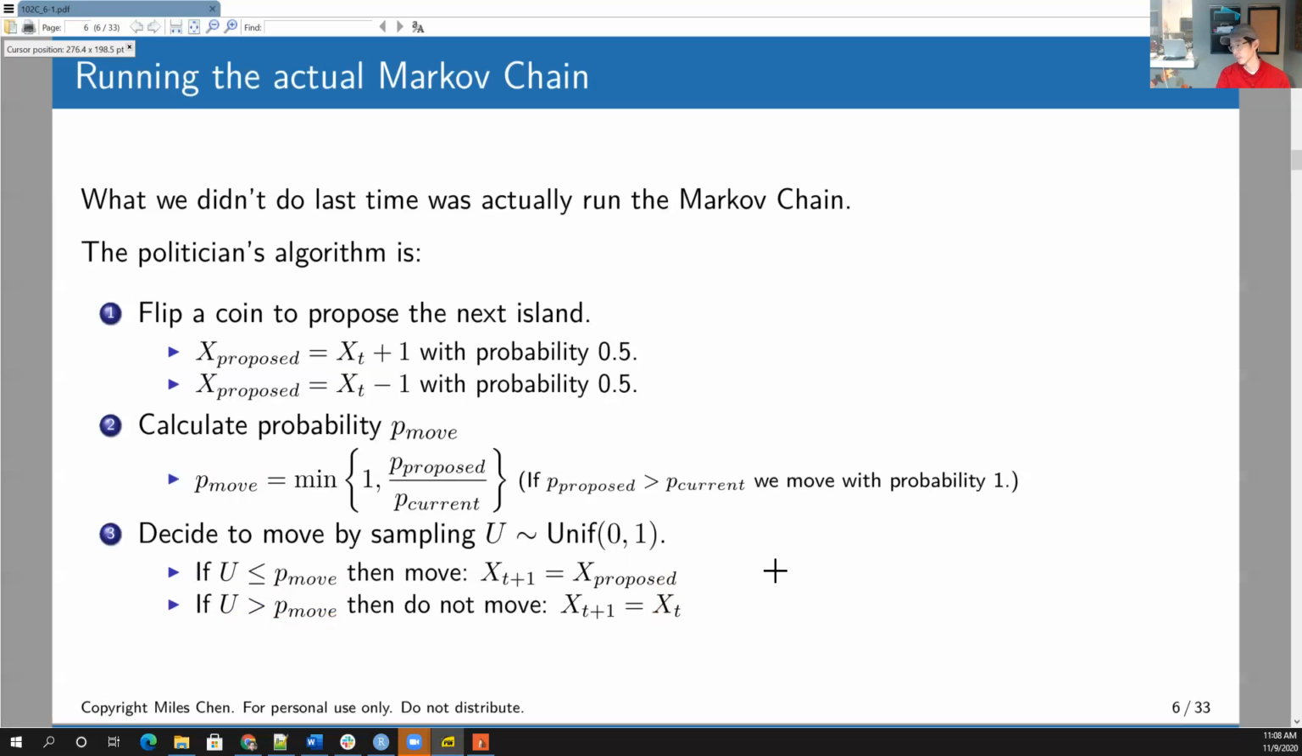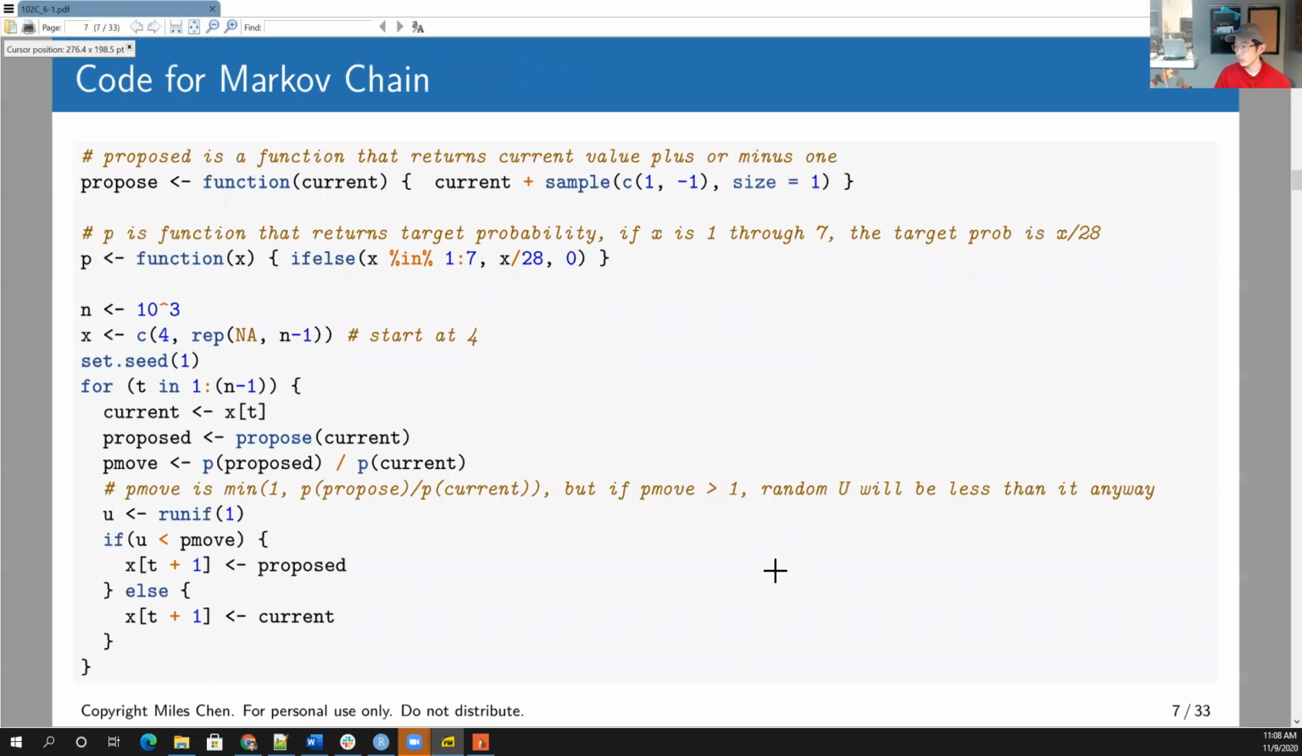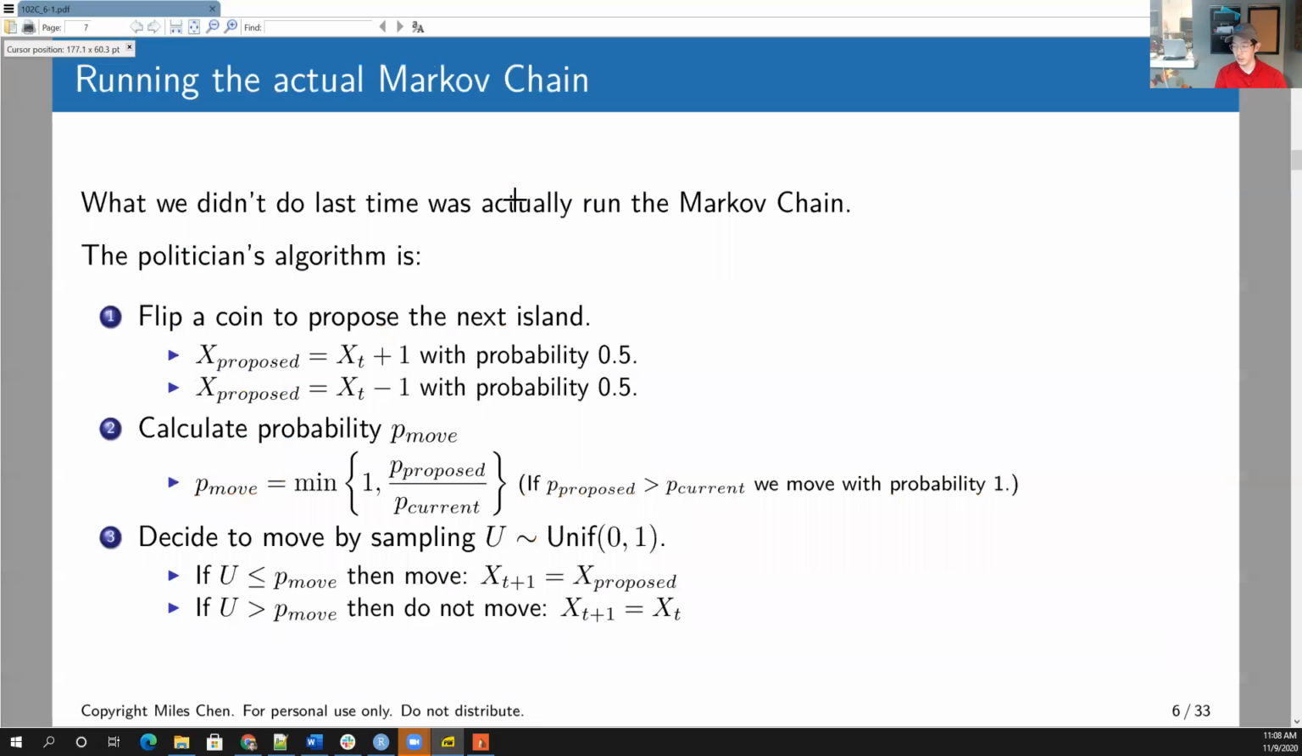All right, so I coded this up. I have a function called propose. Propose is a function based on the current value, and the value it returns is going to be current plus either 1 or minus 1. So I use sample to randomly pick either 1 or minus 1, size 1, and that's going to be the value it returns. It's going to be current plus 1 or current minus 1. And that lines up with what we have here, right? So x proposed is going to be the current value plus 1 or minus 1.